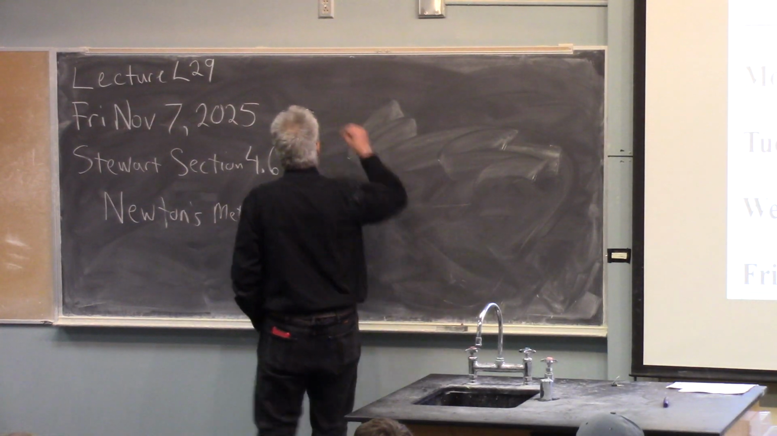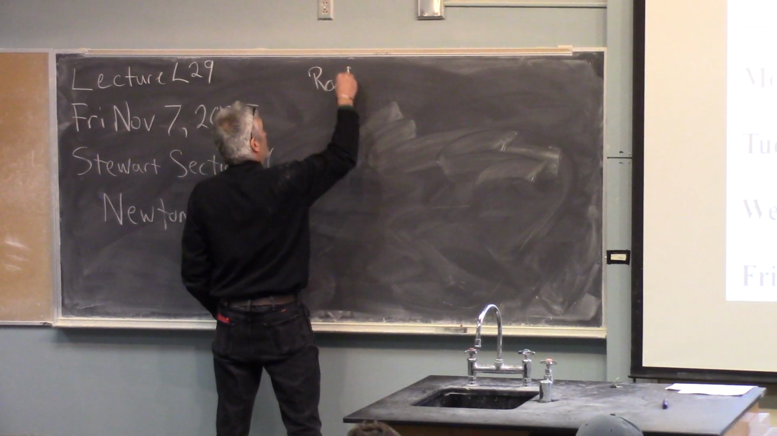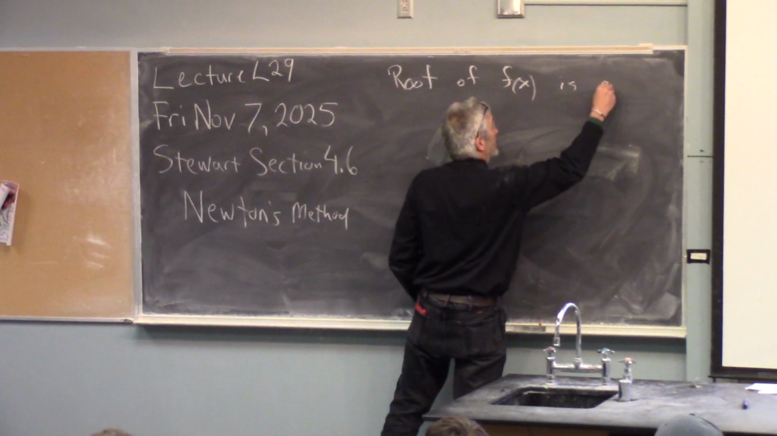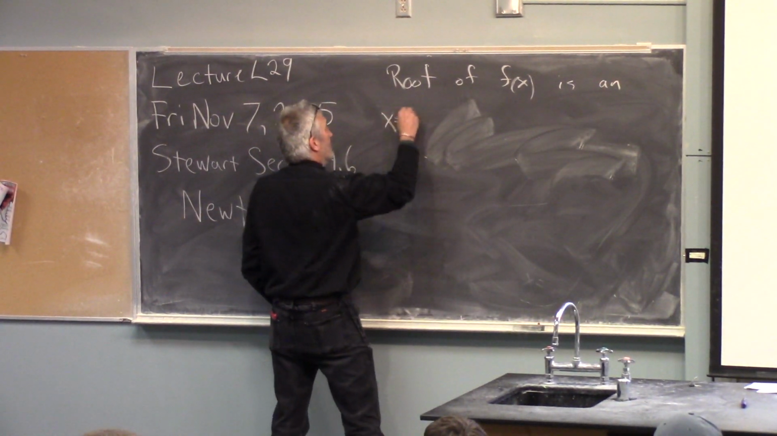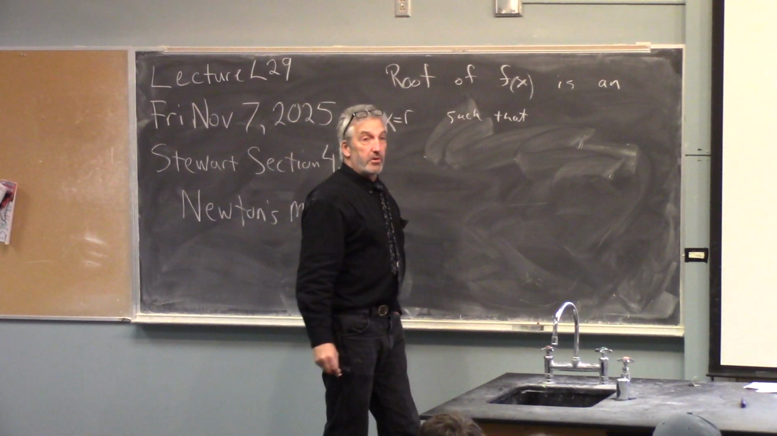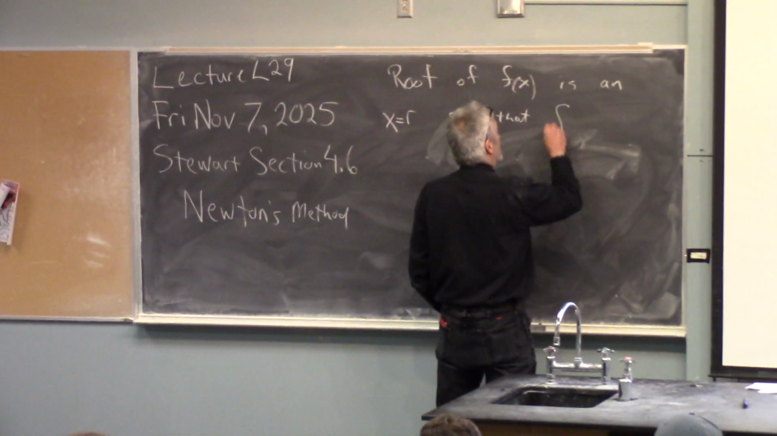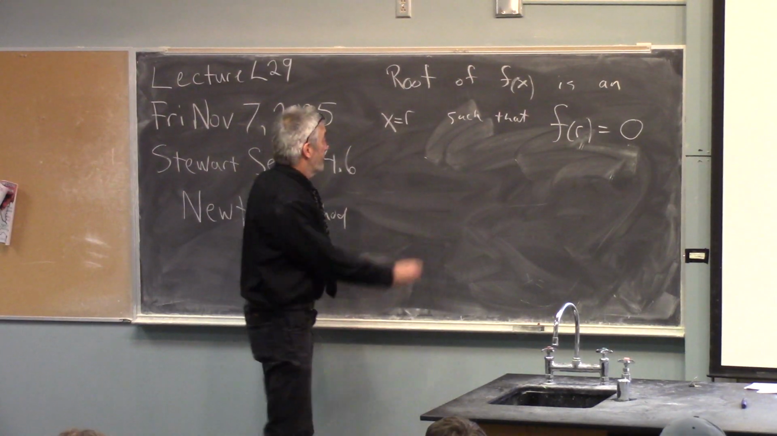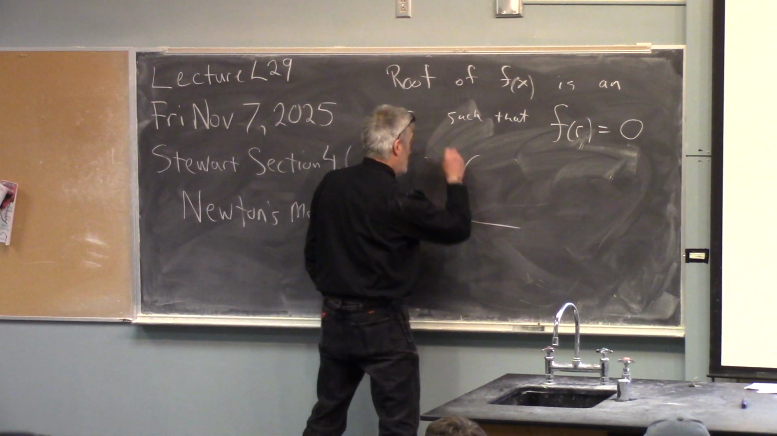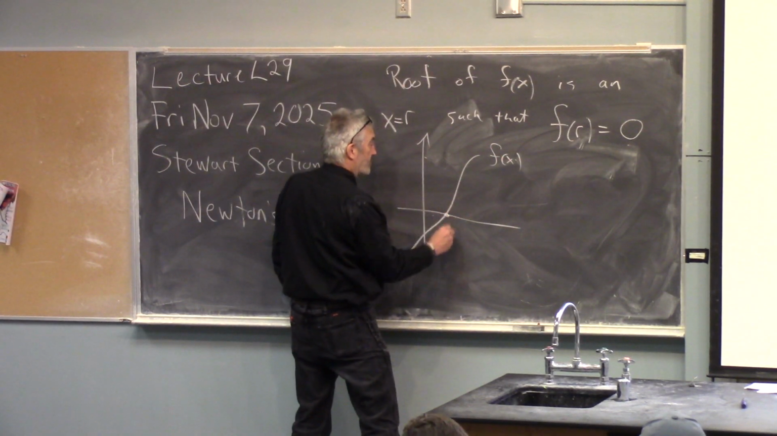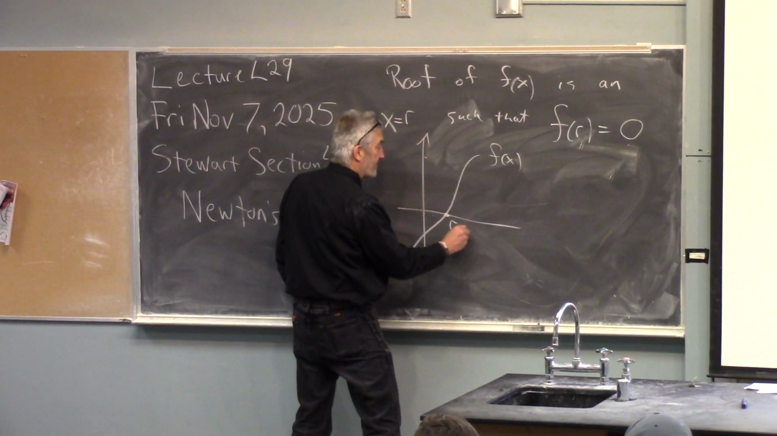So remember that a root of f of x is an x value such that if you use that value as the x, the resulting y value is 0. So for instance, that would look like this. A point on the graph would be r comma 0.